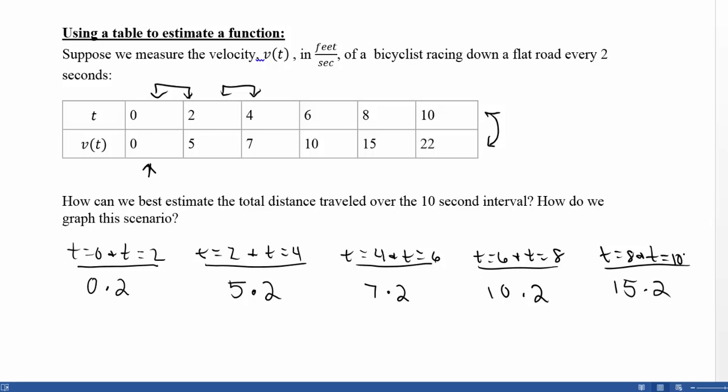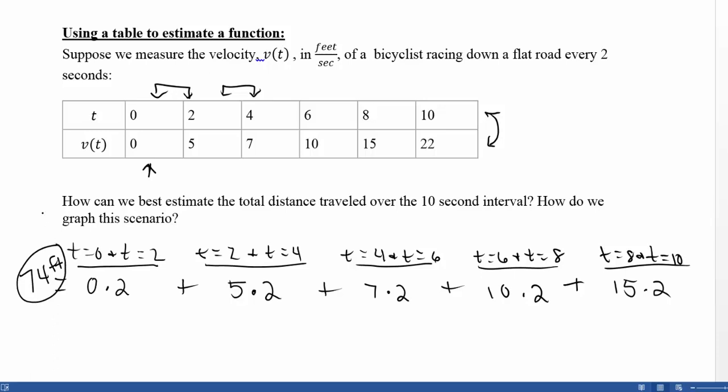Now, as I said before, each interval is only 2 seconds long, and then the rate changes, just like it did when we were doing the trip with multiple parts. But that's okay, because if we add up all these little pieces, it should give us the total distance traveled. So what we want to do is add what's going on here. If we crunch all those numbers together carefully, we're going to get 74 feet. Remember, we're doing feet per second times seconds. So when we add these all up, we get 74 feet.